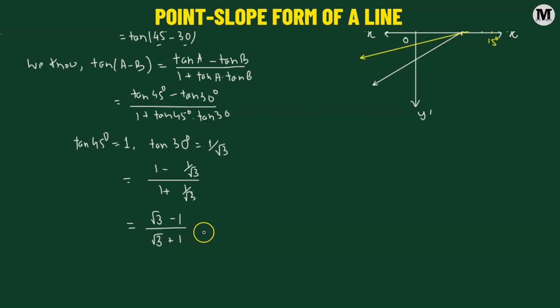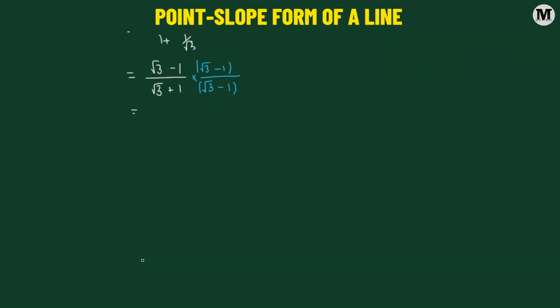Let's rationalize the denominator. To do that, we take the conjugate of the denominator, which is square root of 3 minus 1, and multiply it with both the numerator and the denominator. Now let's simplify. The numerator is (square root of 3 minus 1) squared. The denominator is the product of (square root of 3 plus 1) and (square root of 3 minus 1), which is (square root of 3) squared minus 1 squared.